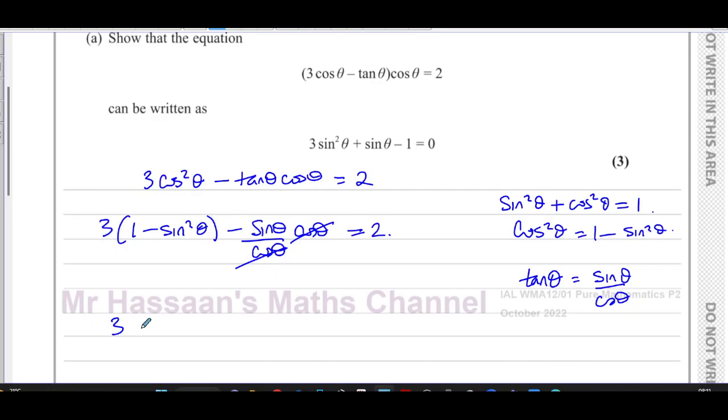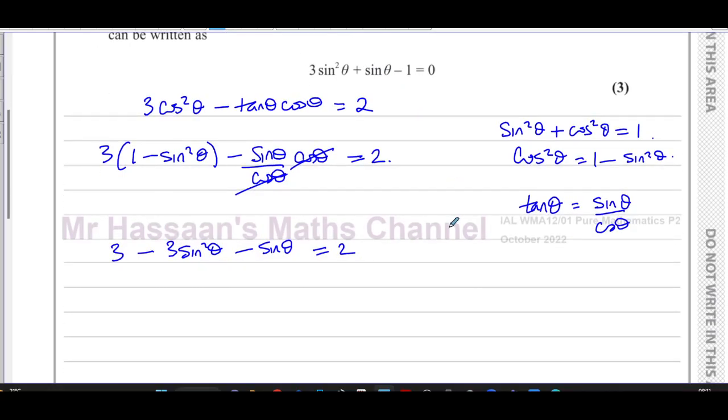You have 3 times 1, which is 3, minus 3 times sine squared theta, which is 3 sine squared theta, minus sine theta equals 2. So we've almost got what we need here. We have to just rearrange it a little bit. I could multiply both sides of the equation by -1 to change the signs of everything. So this becomes 3 sine squared theta plus sine theta minus 3 equals -2. And then I can add 2 to both sides, and I'm going to get exactly what we're supposed to show here.